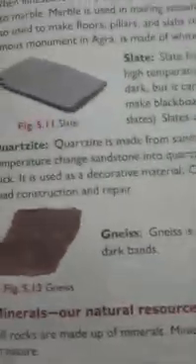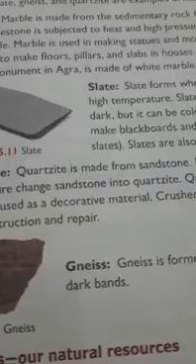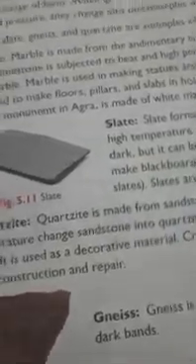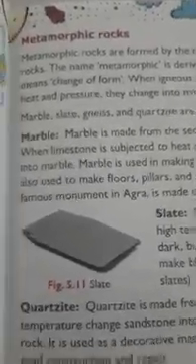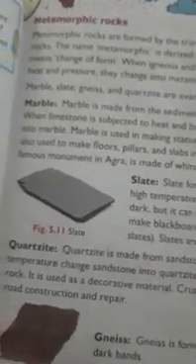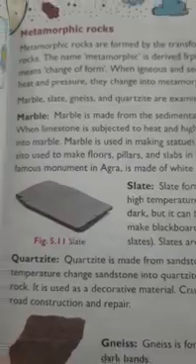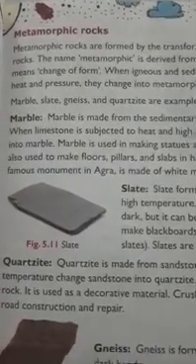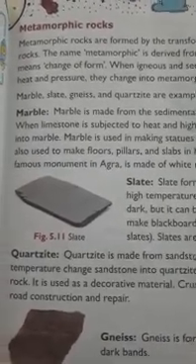This is limestone. Okay. So children, these are the types of sedimentary rocks which we have seen: conglomerate, sandstone, shale, and limestone. Now we will see metamorphic rocks. Here the word metamorphic means changing. Metamorphic means changes. Okay.